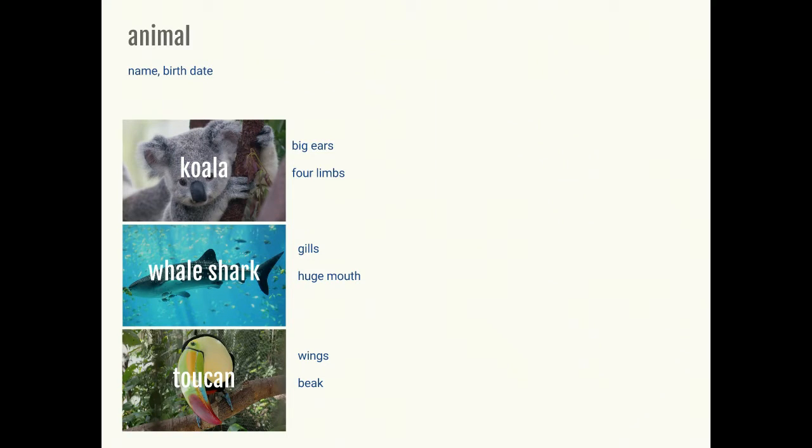We have the concept animal, and we know that there are many different kinds of animals. We can see 3 different categories here, and we can see that they all share some characteristics, some properties. Like, we'll say all of them have a name, all of them were born in a specific day, but only koalas have big ears, not whale sharks. So we can see that all animals share some properties, but then they also have some specific to their category.